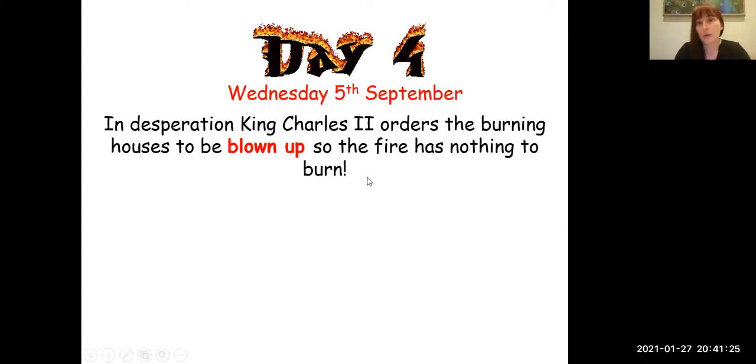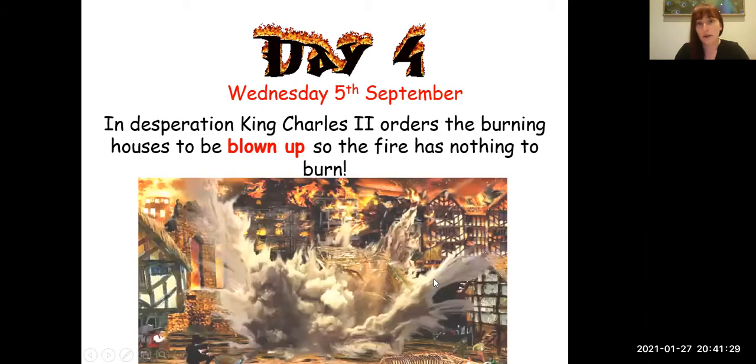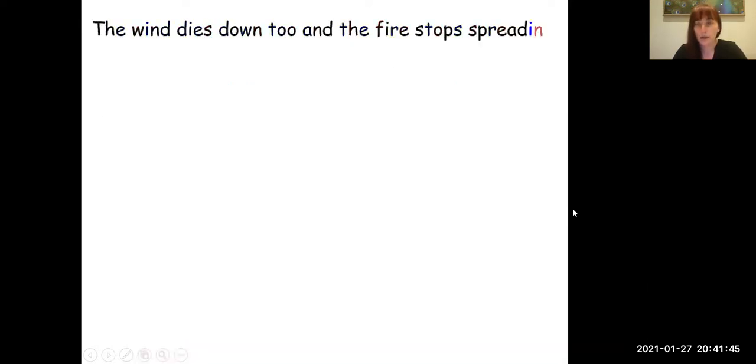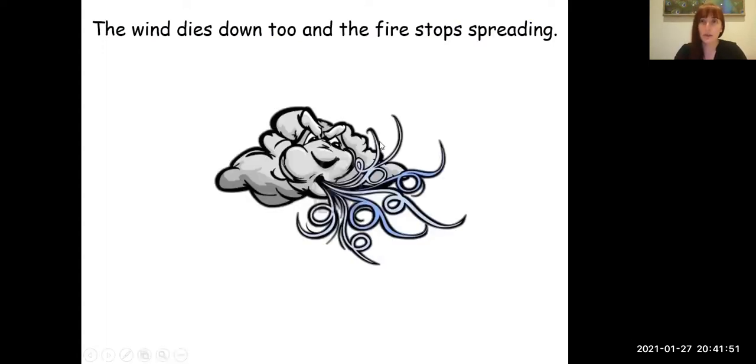So the houses were blown up, and the fire had nothing left to burn. There we are. There's the big explosion. Look, so that's the gunpowder blowing up. And then here, look, this poor chap's house is a bit close, isn't it? But hopefully his won't catch on fire now because there's been this big gap, this big break caused by the explosion. The other thing that happened was that the wind died down. So it wasn't being blown across the city like it was before. That helped too.